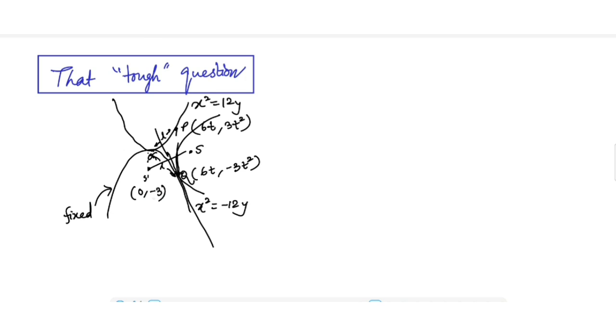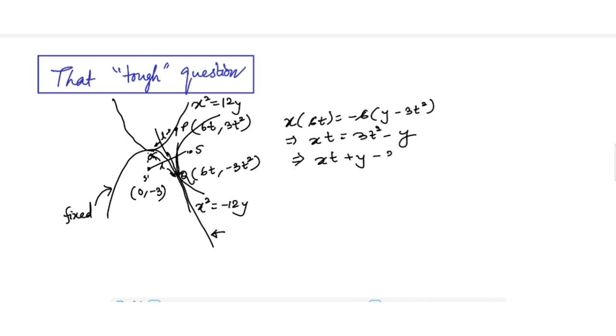So the focus of the fixed parabola is at 0, minus 3, since 4a is 12 and a is 3. We have to find the equation of this tangent and take the mirror image. So let me write the equation: x into x1, 6t, equal to minus 6 times (y minus 3t square) over 2. So the equation is xt equal to 3t square minus y, or xt plus y minus 3t square equal to 0. And we need to find the locus.